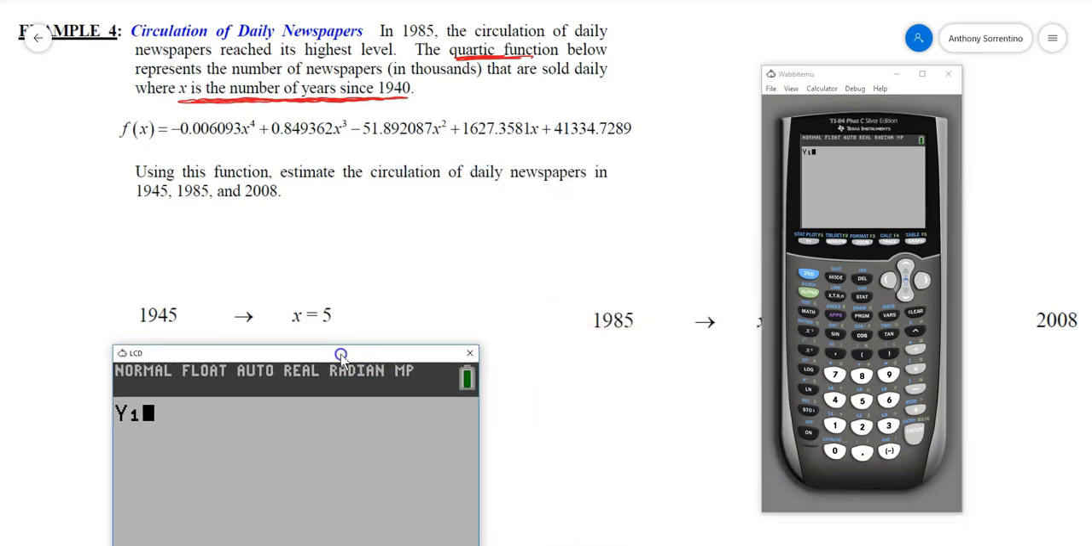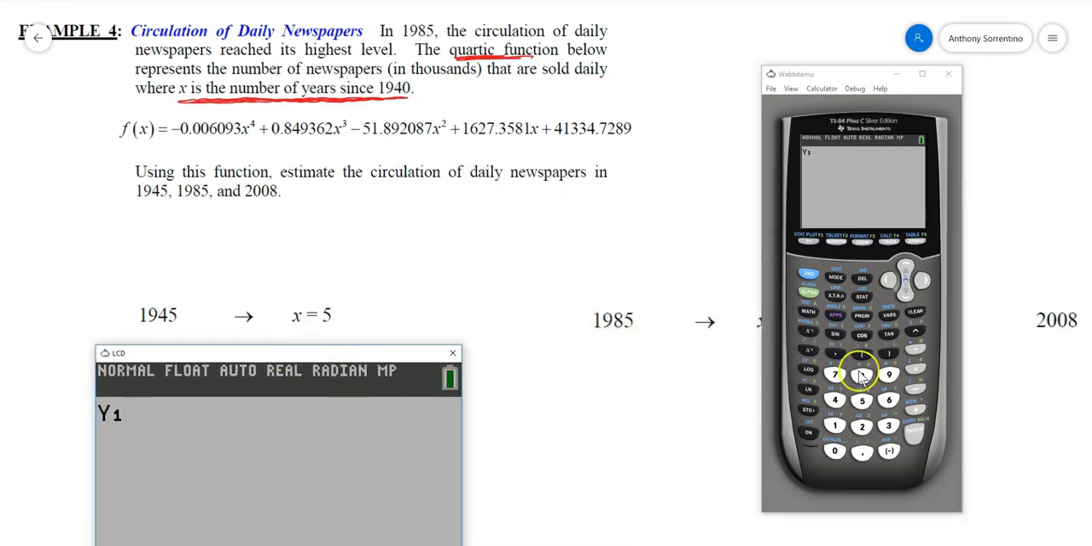If I want to see what happens when x equals 5, I'm just going to put in parentheses 5, and that's the readership. Now remember, this is in thousands, so that's 48,277,000. So I would say that's about 48,277,000 readers for the newspaper, if you round it off to the nearest whole.